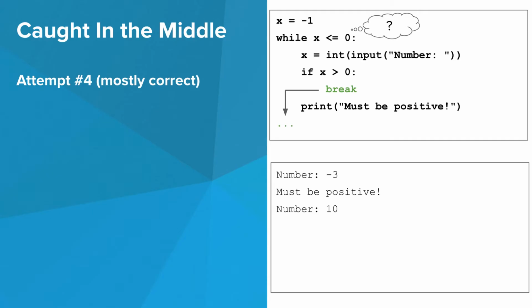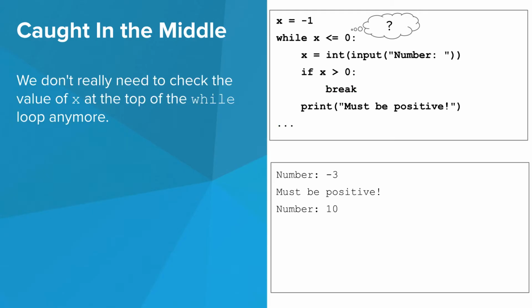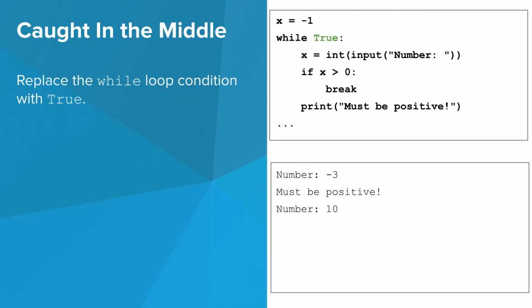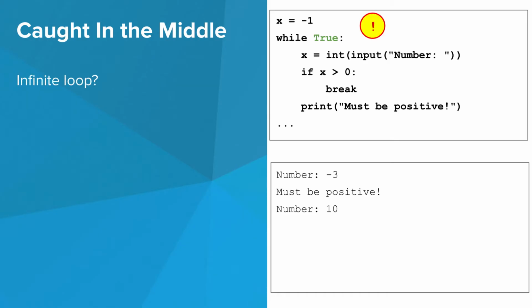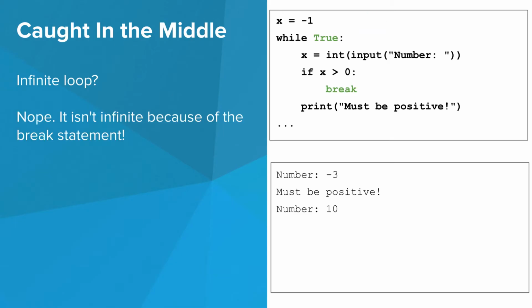Note that the condition in the if statement is not the same as the condition in the while loop. This is fine. We don't really need to check the value of x at the top of the while loop anymore. x is not going to change between the if statement and the next time the top of the loop is reached. In this situation, we can actually replace the while loop condition with true. Since true will always evaluate to true, the while loop will never decide that it is finished based on its condition. Usually, this is a dangerous thing to do since the loop could go on forever. In this case, however, we can trust that the break statement will eventually cause the loop to stop.